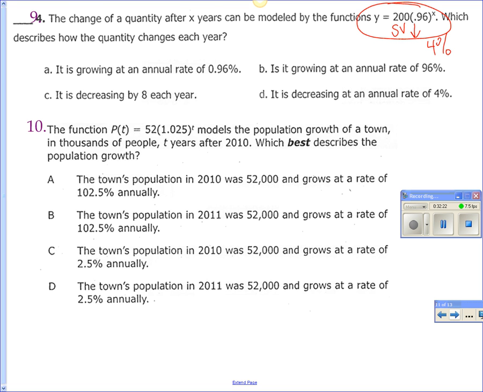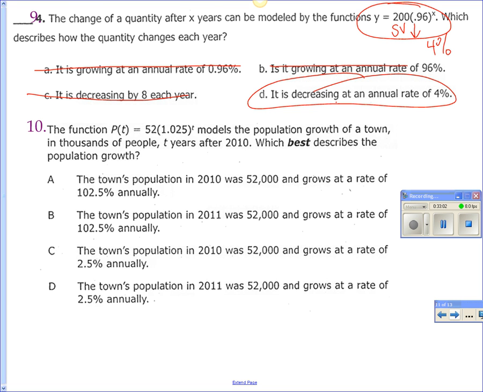Okay, A says it is growing at 0.96%. Is this growing? No, it's decreasing. So that doesn't work, and it doesn't have the right percentage. B says it's growing at 96%. Yes or no? No, why not? All right, good. C, it's decreasing by 8 each year. It's decreasing. Is that what we put, that it was decreasing? At an annual rate of 4%. So D is the answer to that one.